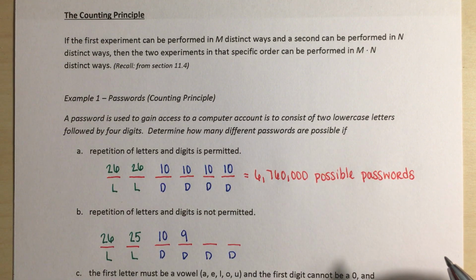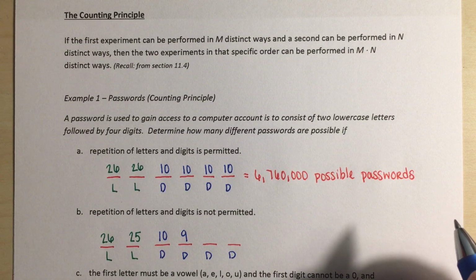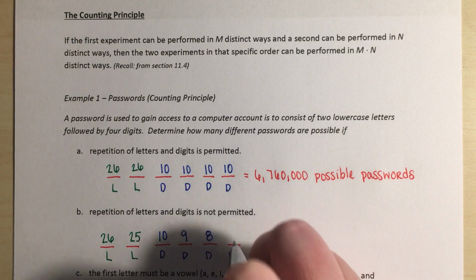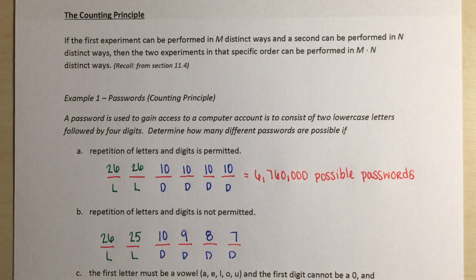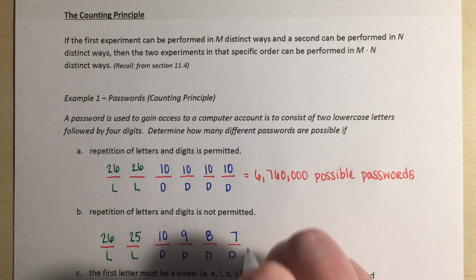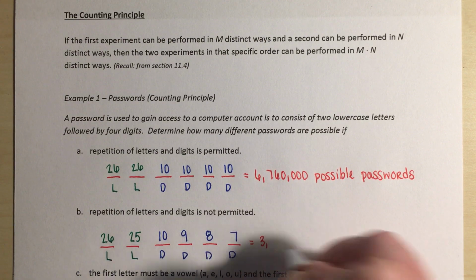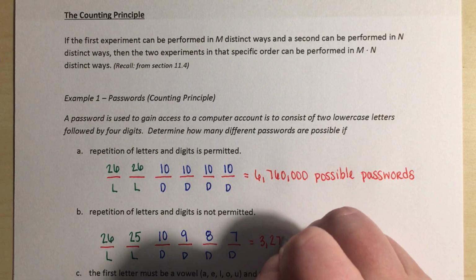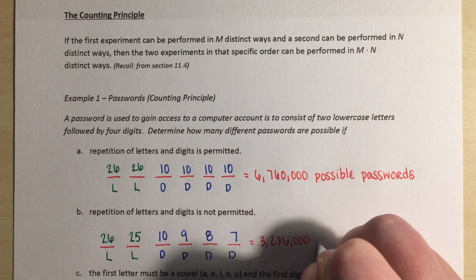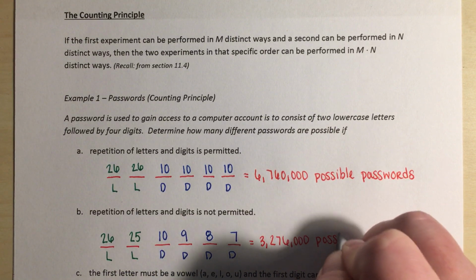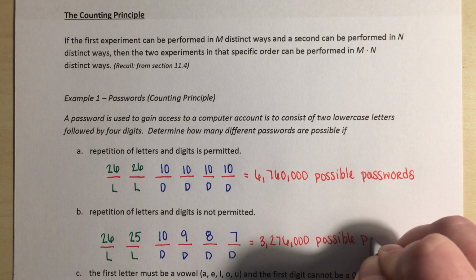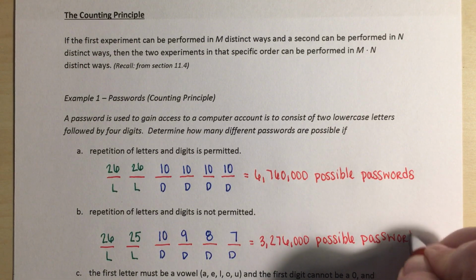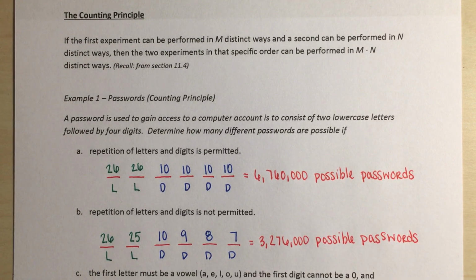Well, now we've used 2 digits. Let's say we used 1 and 2. That leaves us with 8 digits. Well, now we've used another digit, so that leaves us with 7. So each one of these, we basically go down by 1 each time. We multiply these, we get 3,276,000 possible passwords. So a big difference. We've cut out about half by eliminating repetitions in this particular example.